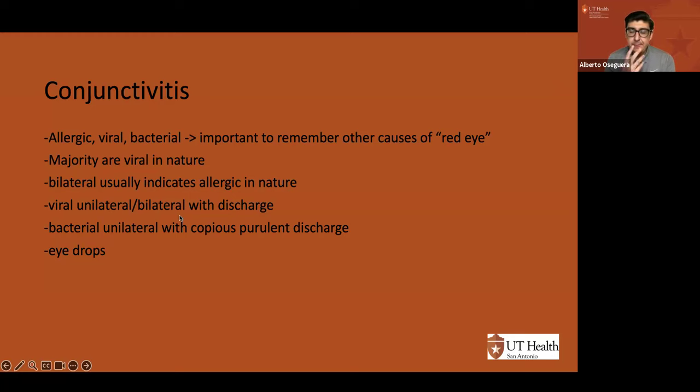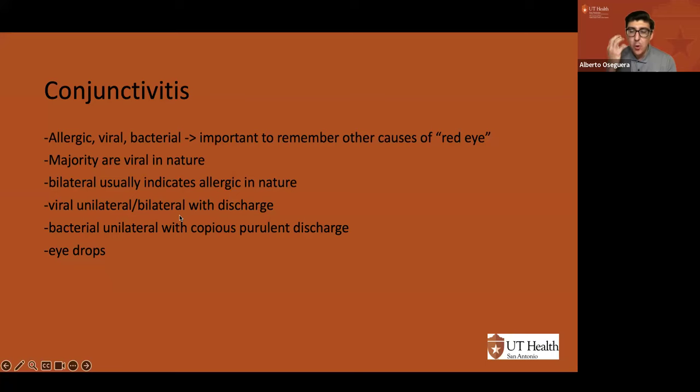Bilateral conjunctivitis is most likely an allergic type of conjunctivitis, and they'll present with other signs of allergies like congestion, cough, things like that. So bacterial is actually not as common as, I think, we treat for.